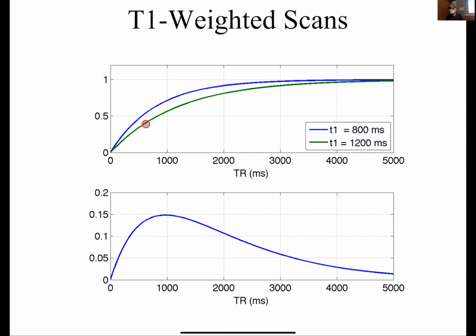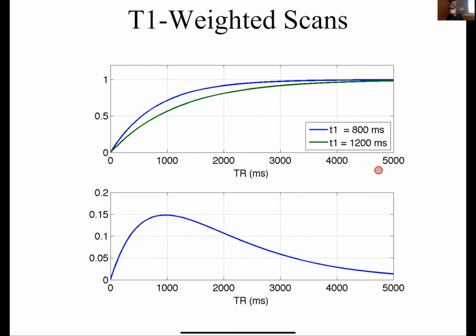So these are the longitudinal recovery curves for 2 tissues with 2 different T1s, right? And if we look at the difference between the 2, the peak is around 1,000, which is roughly the average of the 2 T1s. And so we said that a good rule of thumb is, if you have 2 tissues with different T1s and you want to maximize the difference between the 2, then you should probably just pick the average of the 2.